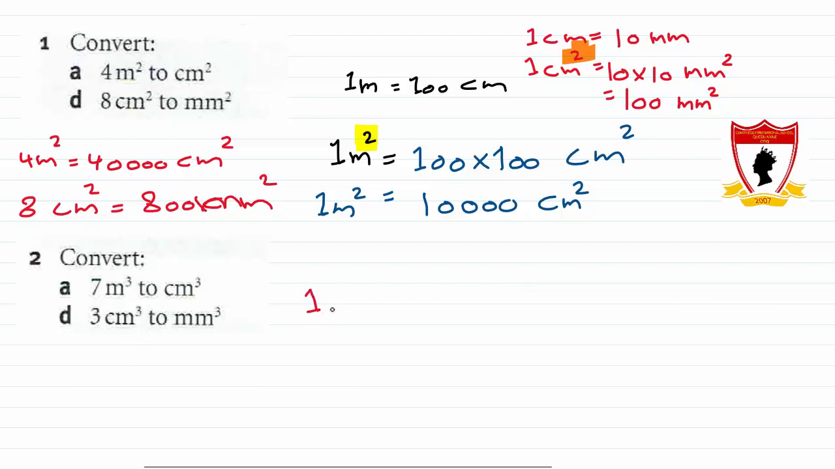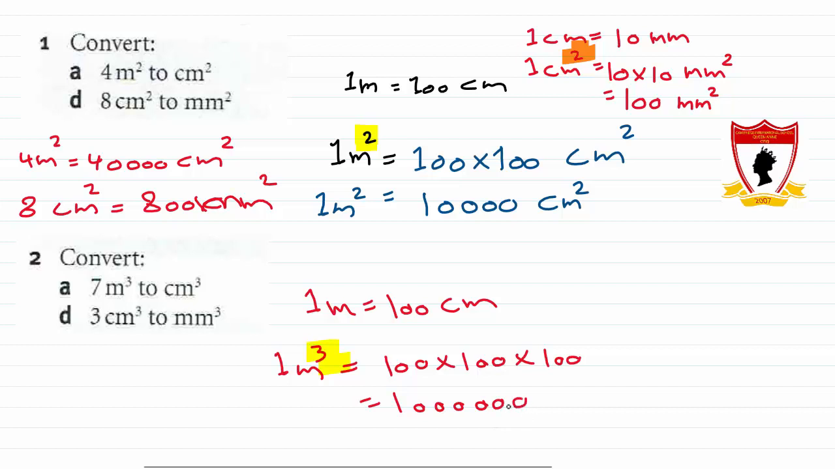The same thing is right for cubic units. 1 meter is 100 centimeters. When the meter becomes cube, because of this 3, we are going to repeat the 100 three times. 100 times 100 times 100 gives 1 million centimeter cube. 1 meter cube is 1 million centimeter cube. What about 7 meter cube? 7 meter cube is 7 million centimeter cube.